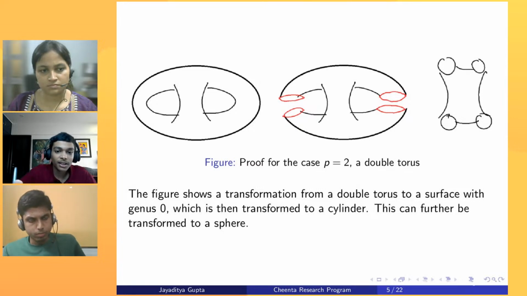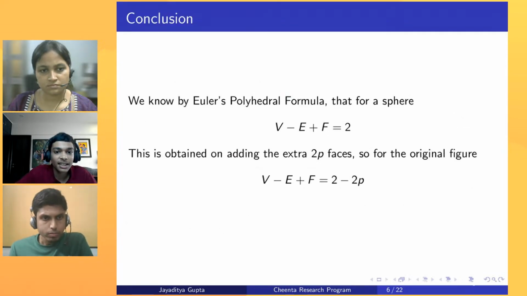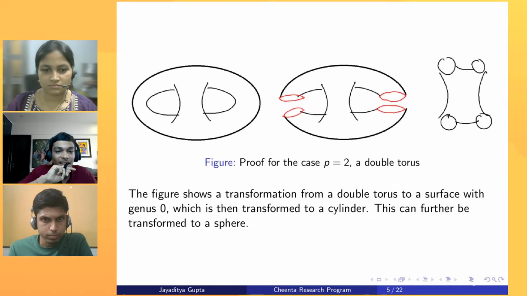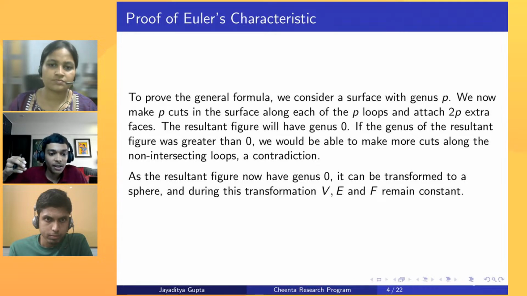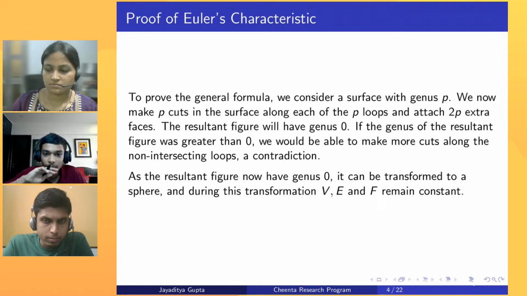And now we'll show the proof for a general case. Now could you go to the previous one? So we consider a surface with genus P and make P cuts along each of the P loops. Then we attach 2P extra faces to the cuts. Now the resultant figure has genus 0. And because the resultant figure has genus 0, it can be transformed into a sphere. And during such a transformation, V, E, and F will remain invariant.